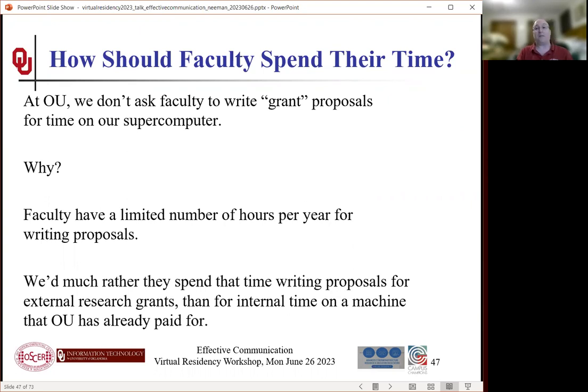I mentioned before, they spend a lot of their time writing proposals anyway, because to get external funding, it's a law of numbers. You've got to write lots of proposals to get a few of them funded. And so we encourage them to spend their proposal writing time getting external funds, not getting permission to use an internally funded machine that's already been purchased, right? We want them to go bring us more money. They bring the university more money. The best way to do that is not to make them spend time doing stuff that isn't that.